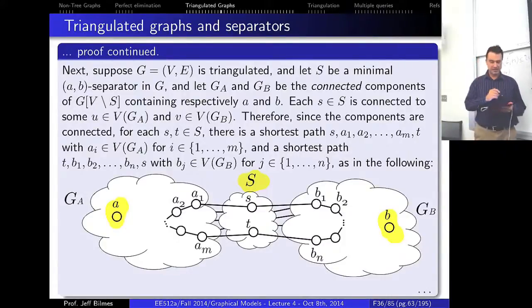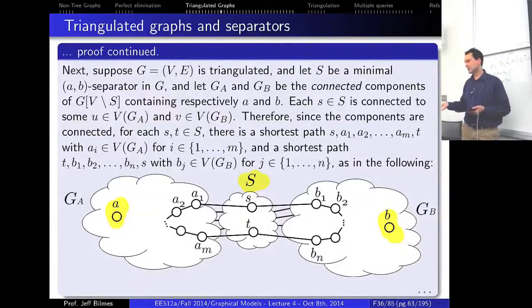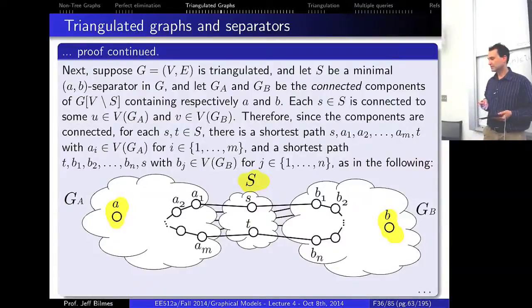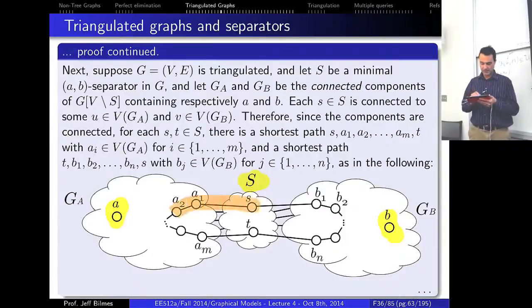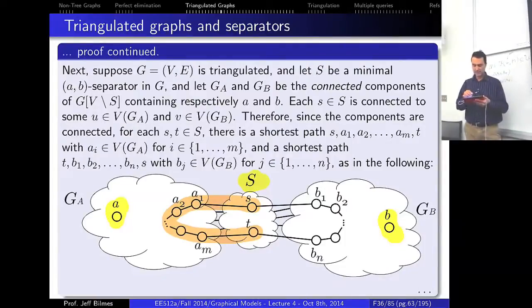We have from that previous lemma that every element in S must be connected to somebody in GA, and every element in S must be connected to some element in GB. Why? Because it's a minimal separator. And moreover, GA is connected and GB is connected. And so therefore, between any S and T in S, there must be some shortest path which consists of only nodes in GA. And similarly, there must be some shortest path which consists of only nodes in GB.